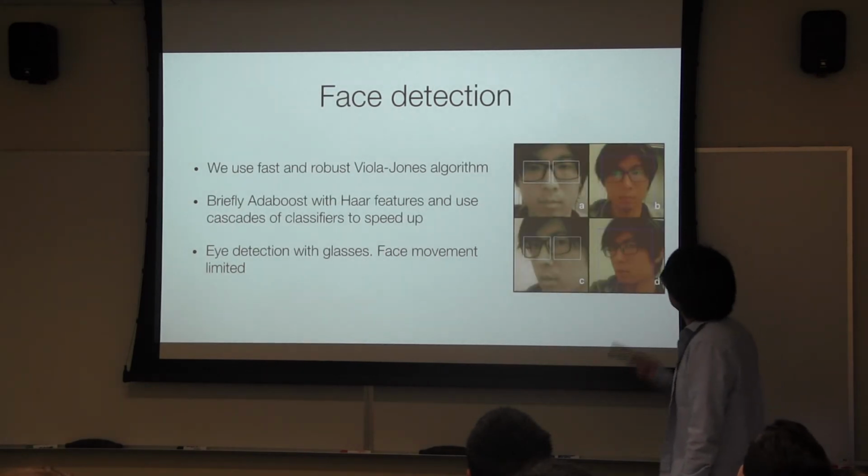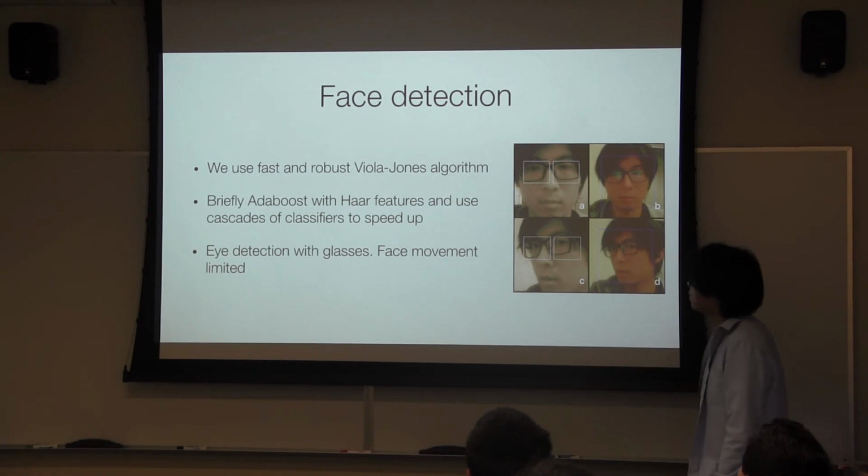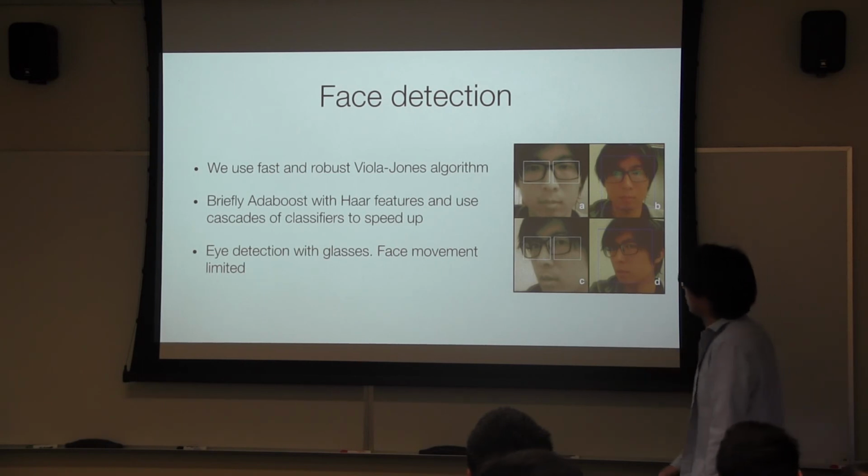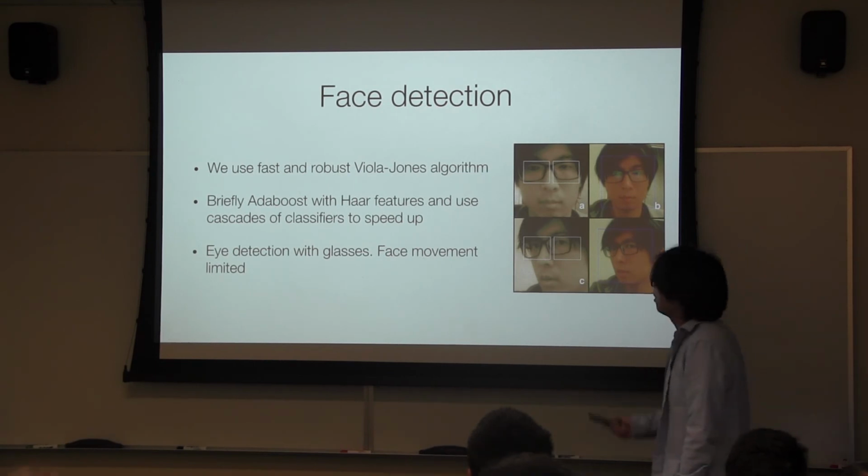Face detection is actually pretty simple. We just use the famous Viola and Jones algorithm. The problem is we need to use a different cascade for eyes with glasses and eyes without. Also the face movement is a bit limited. We just use one cascade for the face.